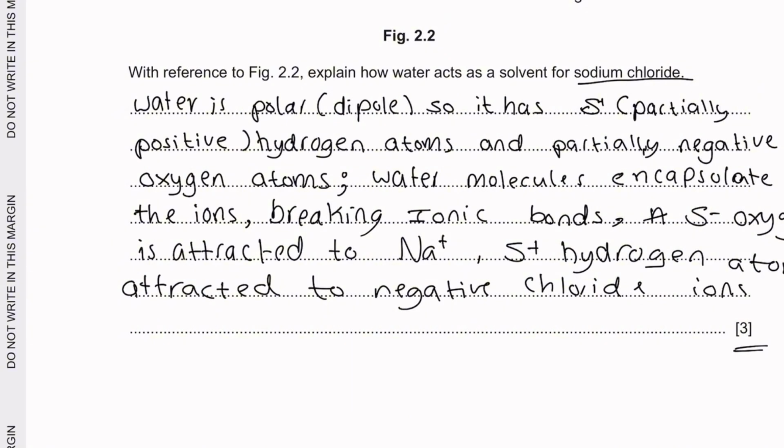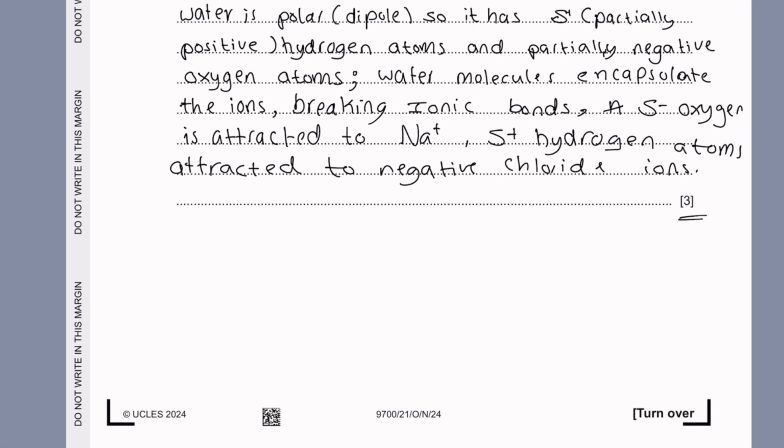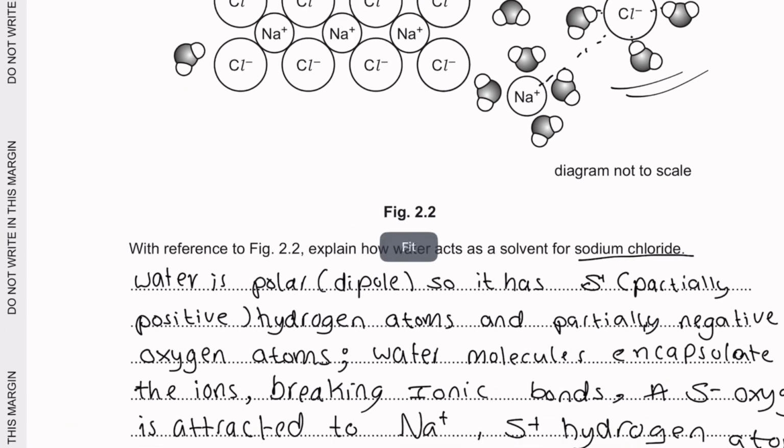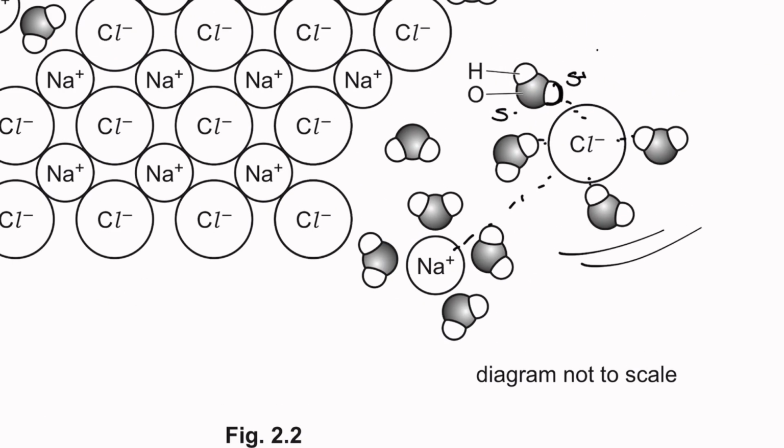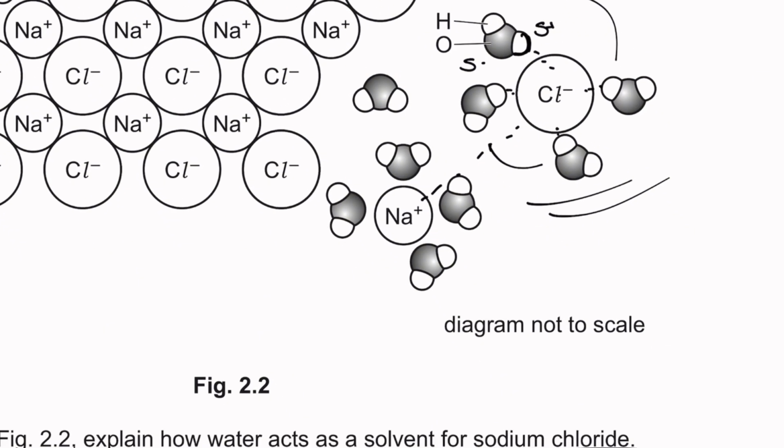Okay, so this is it for this question. This is how water acts as a solvent, because remember, it's a polar molecule, and like dissolves like. How it acts is basically it forms this capsule or the hydration shell, and then there will be the breaking of the ionic bonds and the formation of these kinds of bonds here between the hydrogen and the chlorine and the oxygen and the sodium.